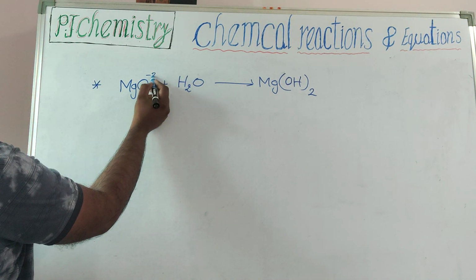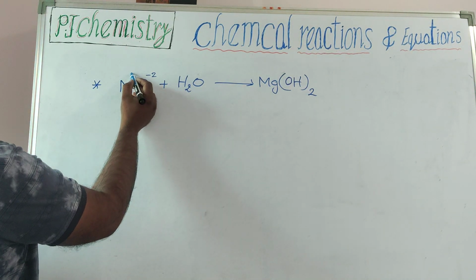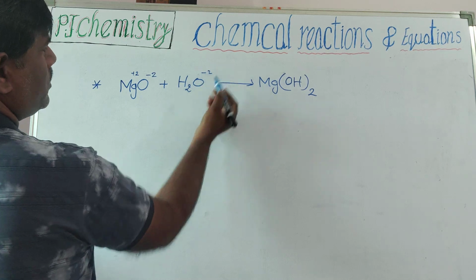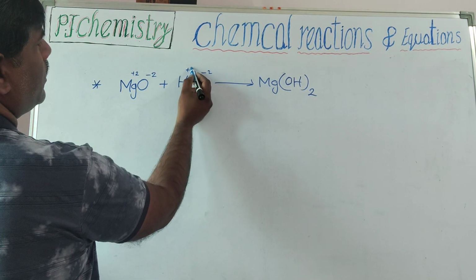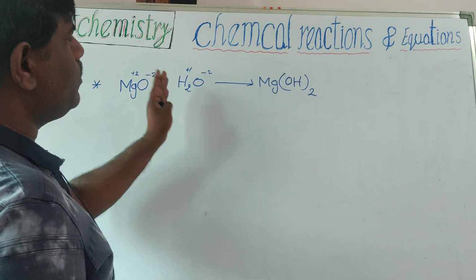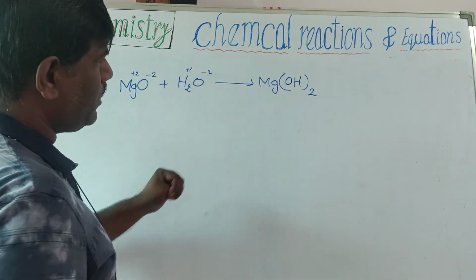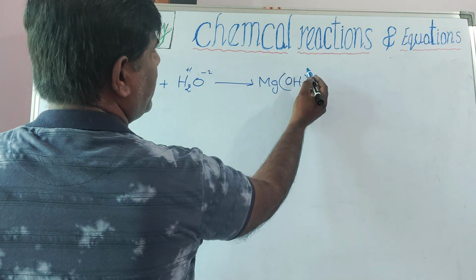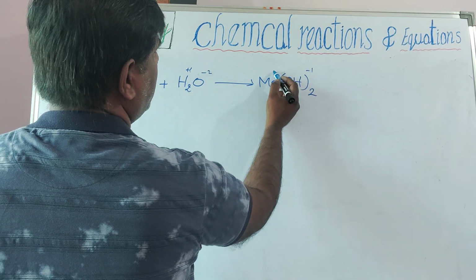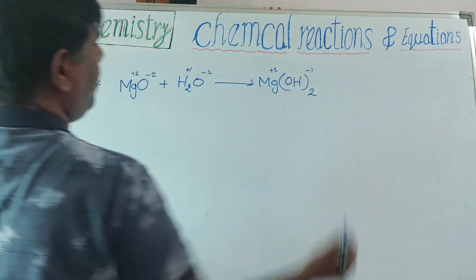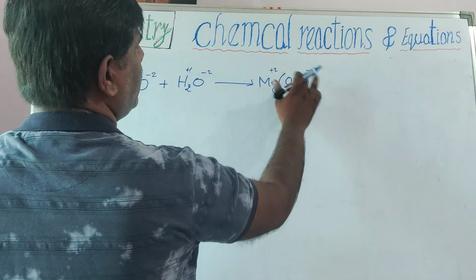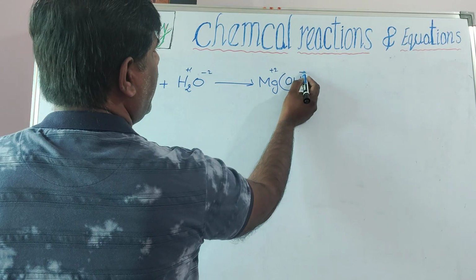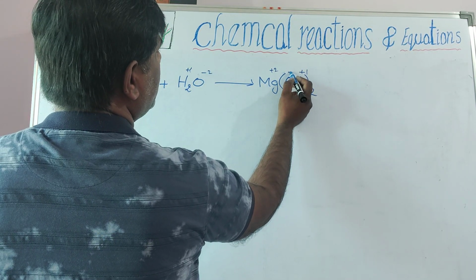Oxygen gains 2 electrons, minus 2. Magnesium lost 2 electrons, plus 2. Oxygen gains 2 electrons, minus 2. Hydrogen loses 1 electron. Since we are given 2 hydrogens, each hydrogen loses 1 electron, so 2 hydrogens lose 2 electrons. That is gained by oxygen. Next, hydroxide ion minus 1, magnesium plus 2. In this OH minus, instead of that, for hydrogen and oxygen we want to take hydrogen plus 1, oxygen minus 2.